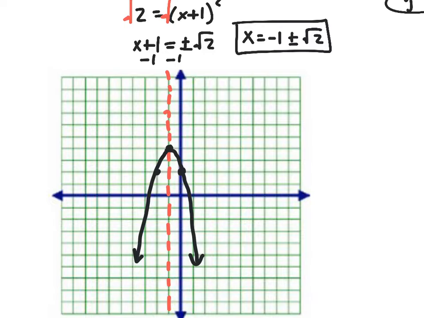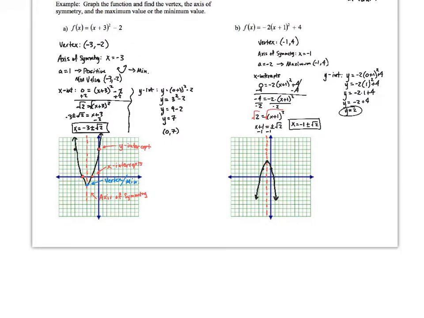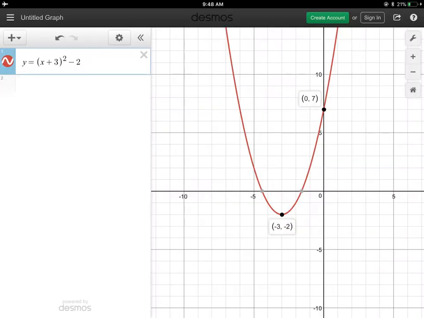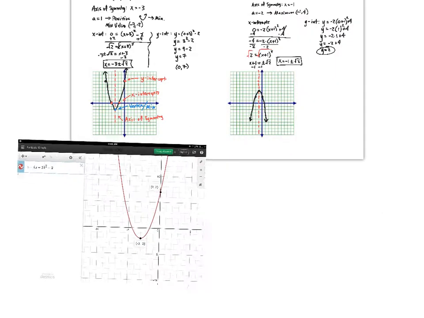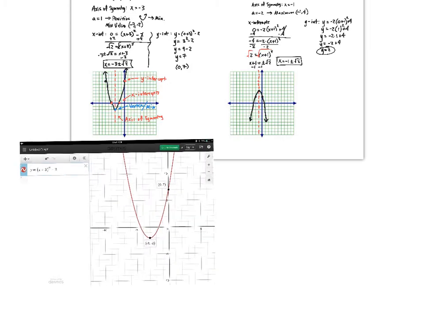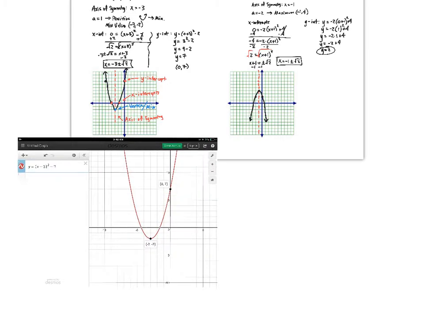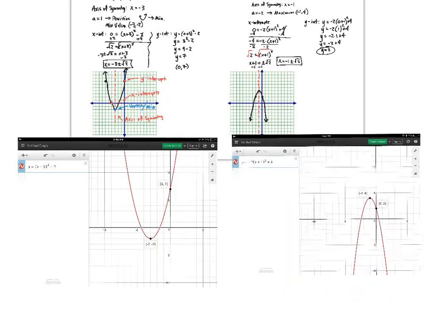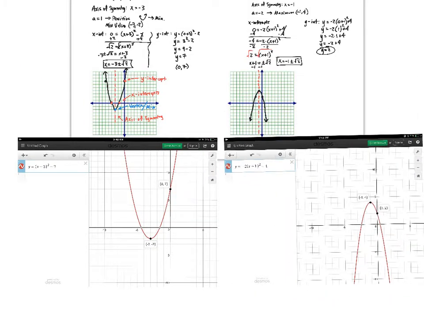And so what I want you guys to see here, let's go ahead and I'm going to graph both of these on Desmos and have them pop up on the screen here, and that way we can see what these graphs are supposed to look like, and just check our work. That's the cool thing about a lot of these graphing softwares is that you can check your work and see if you've done it right.